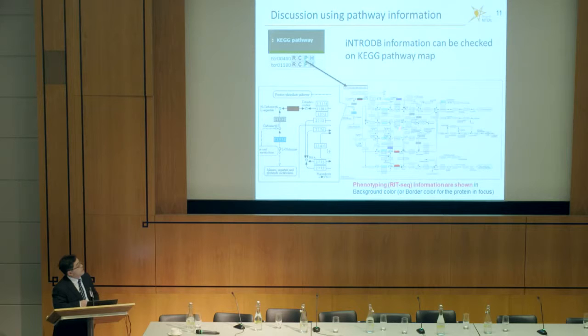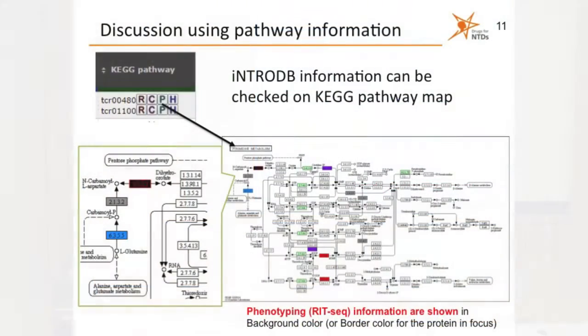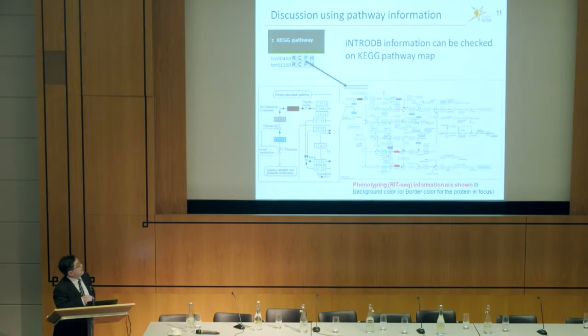Just for example, just by clicking this button, the user can see the pathway information. And on top of the pathway diagram, we also put the RIT-seq information. But this is for the brucei experiment. And in this example, the target the user chose is colored in red. It means a lethal protein in brucei.